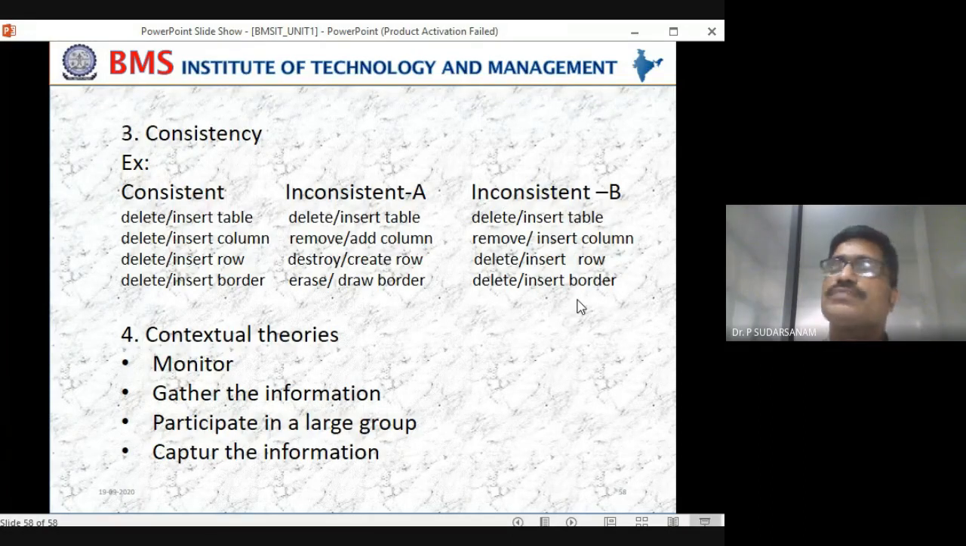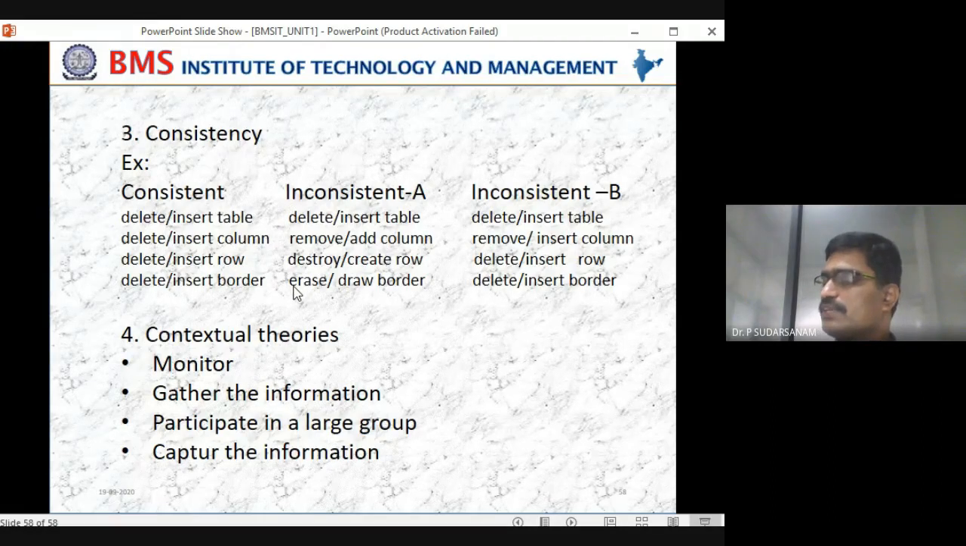With respect to theories, consistency is required. That means when you are doing something, consistency is required. You have to go the same way only. In one place we cannot do one thing and in another place something else. That is what they call the third one, the consistency.